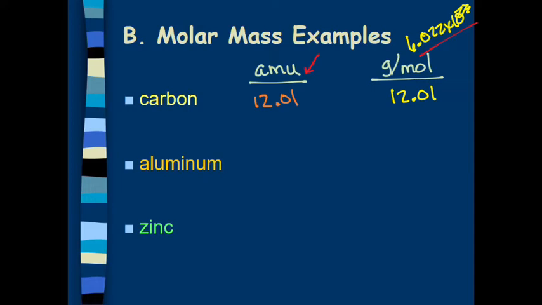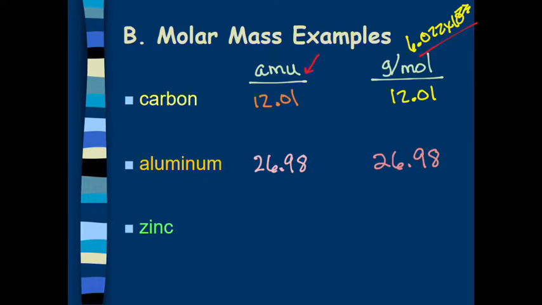So for aluminum, I'm looking at the periodic table. If I asked you what is the atomic mass unit for 1 atom of aluminum, you would give me 26.98. If you have a whole mole's worth of aluminum, what is its mass in grams? Well, its mass in grams is going to still be 26.98.